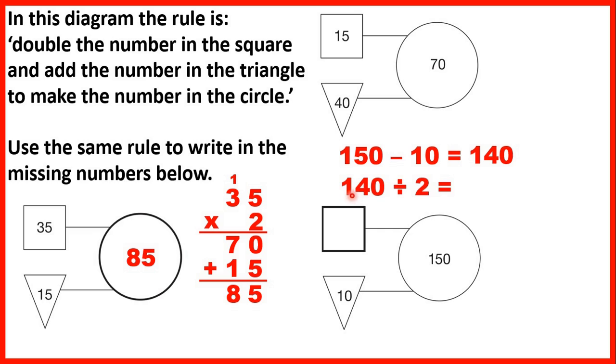Well, if we divide 140 by 2, we get 70. So that tells us that when we double 70 or multiply 70 by 2, we get 140. And then when we add 10, so add the number in the triangle to that, we get a total of 150. So that's the number in the circle.